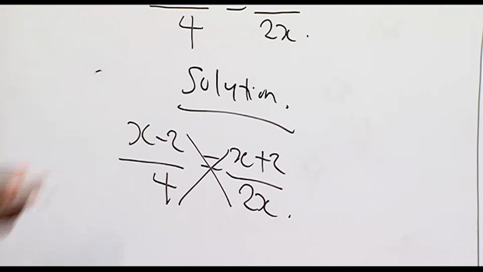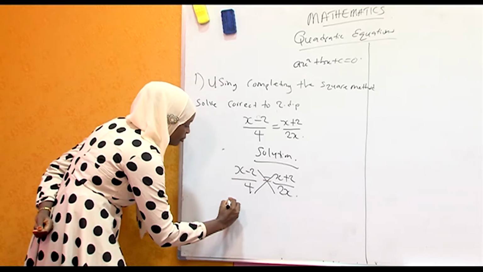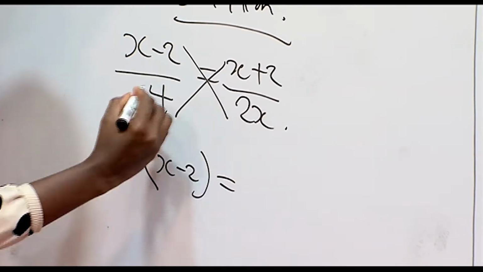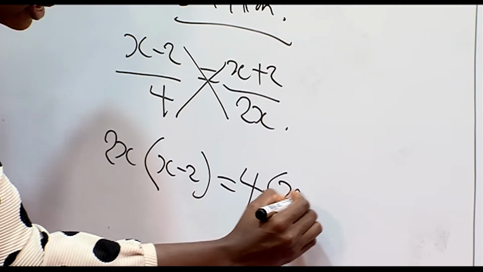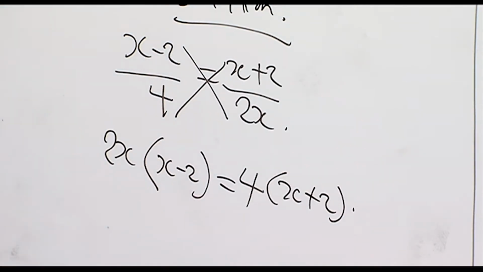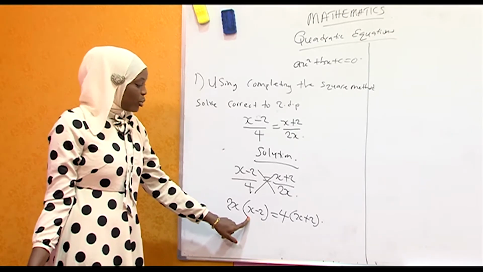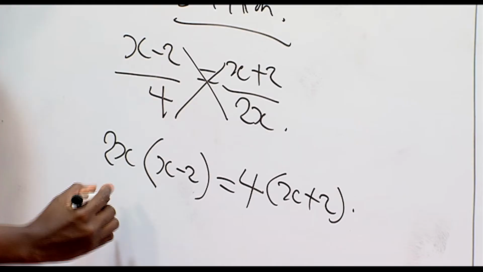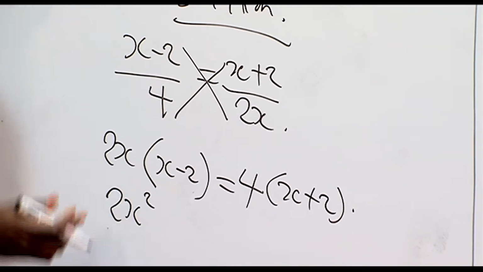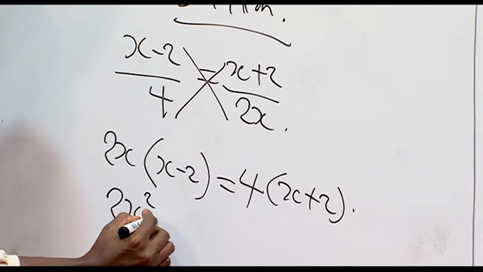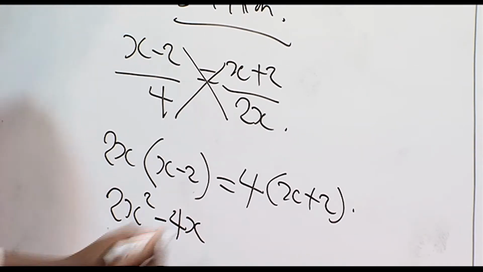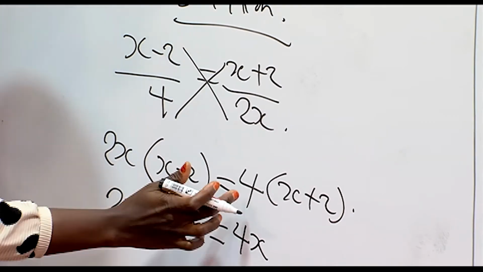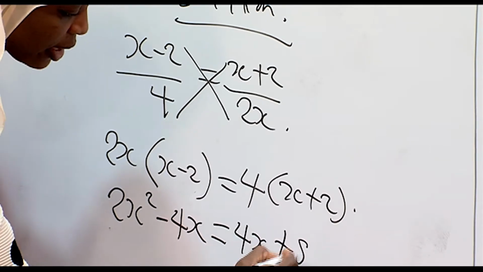When you are cross multiplying, you have 2x into bracket to multiply your x minus 2 equals 4 to multiply x plus 2. Now, anytime you have a bracket, always remove your bracket before you proceed. So removing the bracket, we have 2x times x will give 2x squared. 2x times 2 will be minus 4x, equals 4 times x is 4x. 4 times 2 will give you 8.